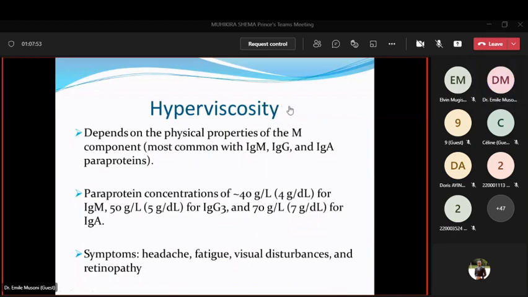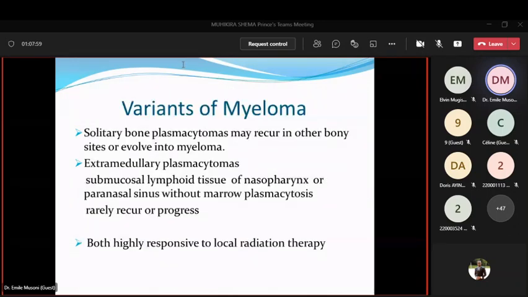Variants of myeloma are important. When it is solitary, they call it plasmacytoma. It can be extramedullary, when you find it in submucosal lymphoid tissue, nasopharynx, or paranasal sinus, without myeloma, but this rarely occurs. Both are highly responsive to local radiation therapy.